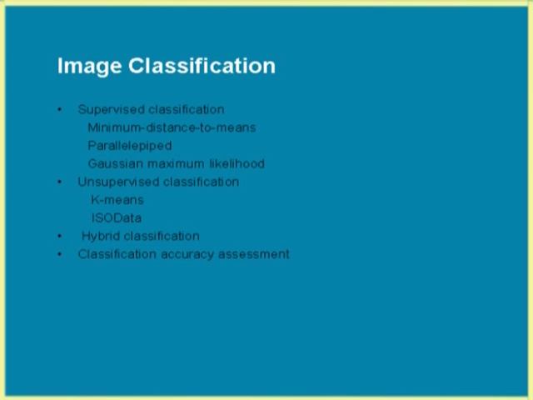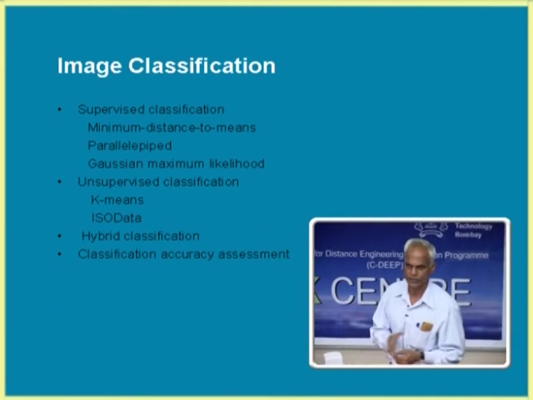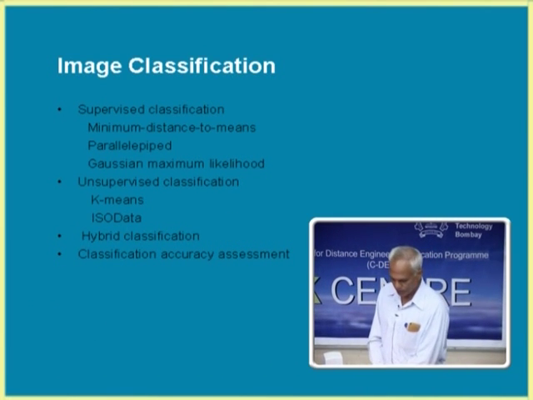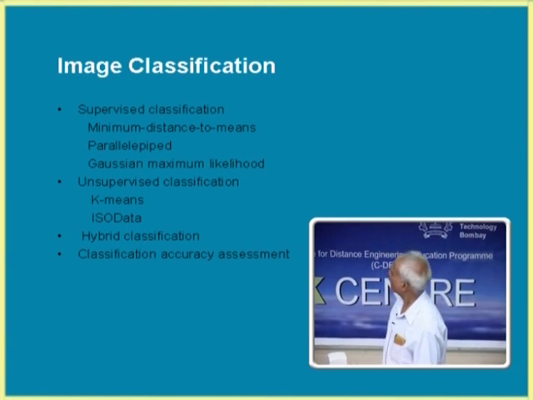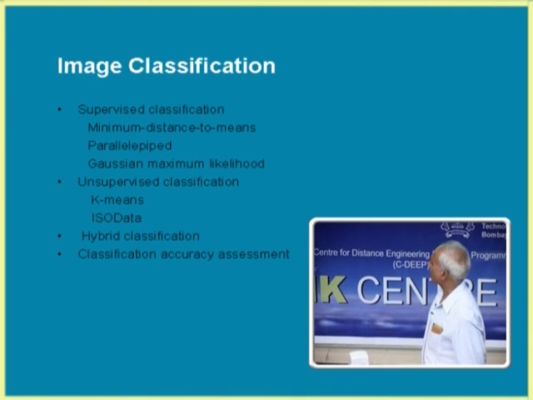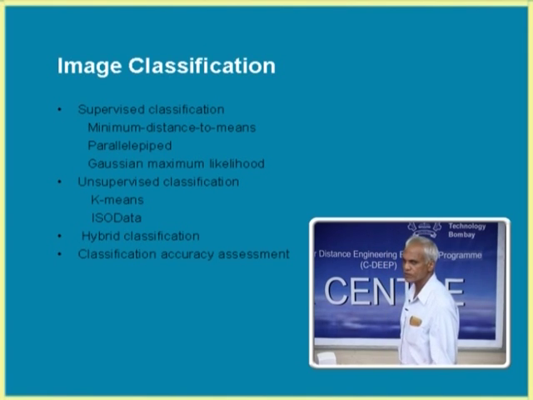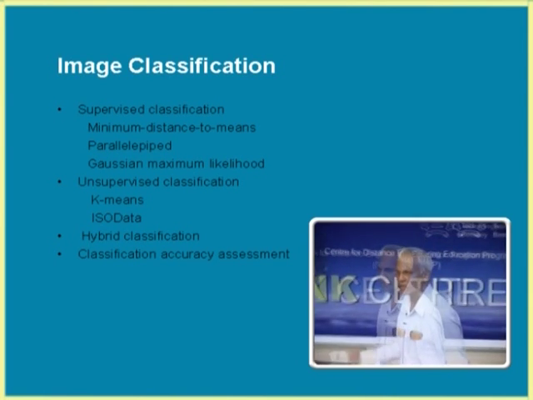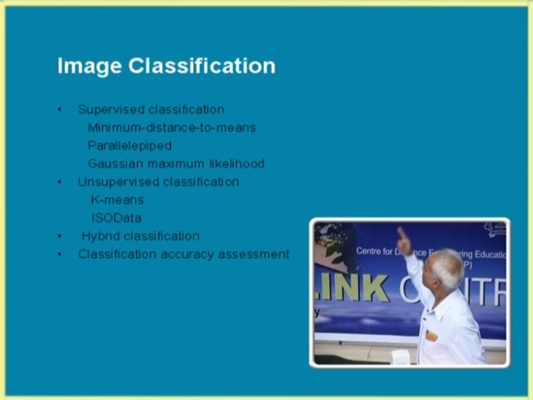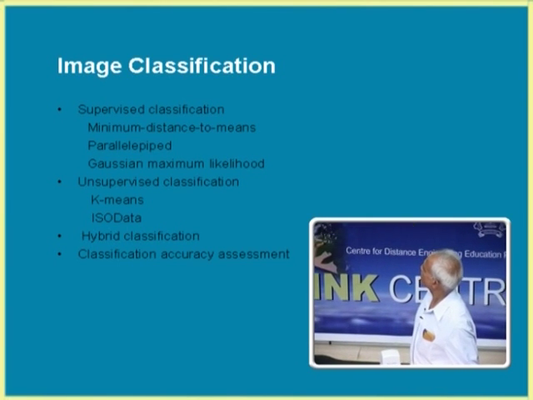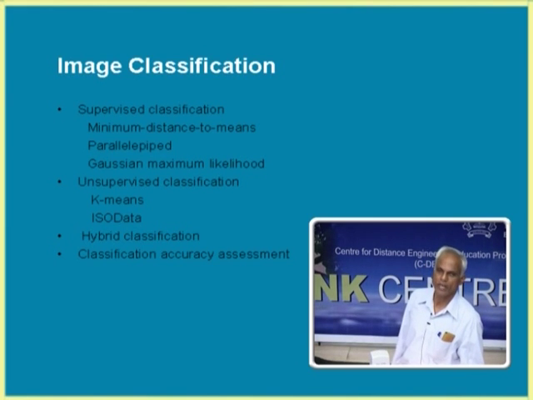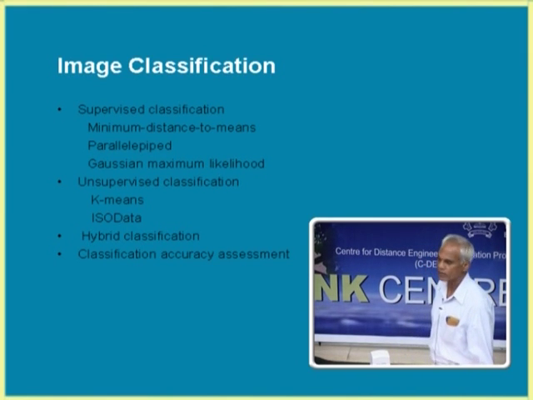Okay, finally our interest is in classification, because it is either visual interpretation or digital classification. So we can have supervised, unsupervised, and then hybrid classification. And finally, how do we assess the accuracy? Of course, there are even other methods like artificial neural networks nowadays. But basically, the standard methods had been supervised and unsupervised for quite a long time. Artificial neural networks have come in now.